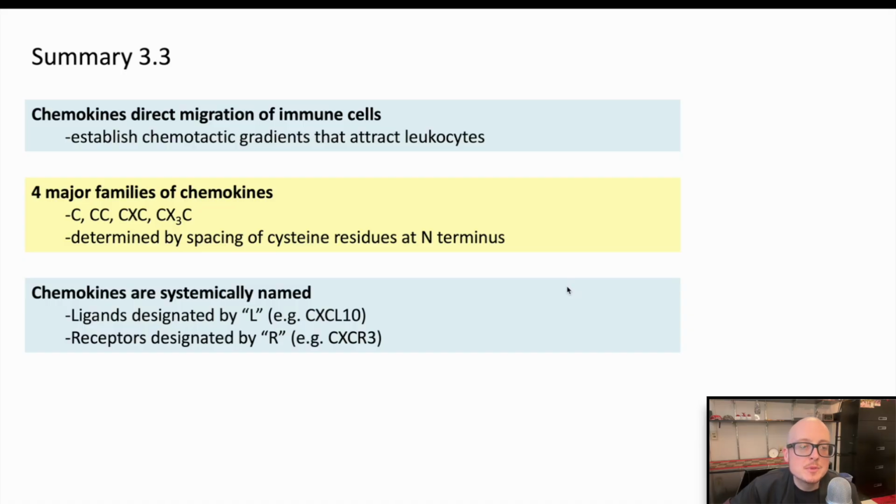And within these families, we have a special nomenclature in which we designate the ligands with the letter L, which follows whichever family we're in. So in the CXC family, we attach L for the ligands and then usually a number, whereas the receptors are designated by the letter R. So in this example, CXCR3 would be a receptor, CXCL10 would be a ligand.